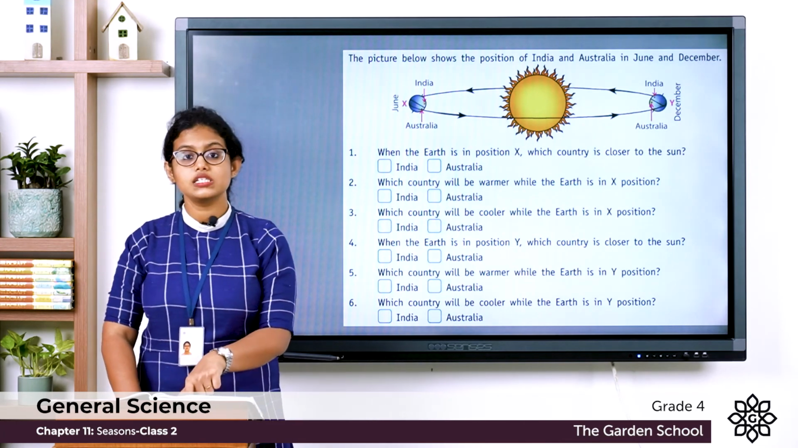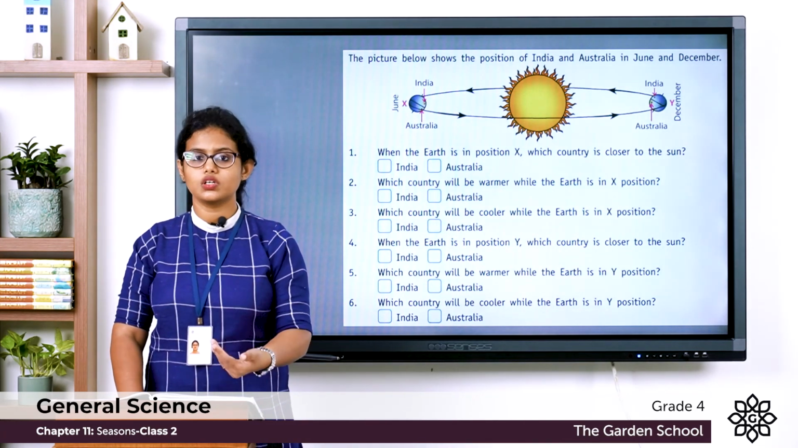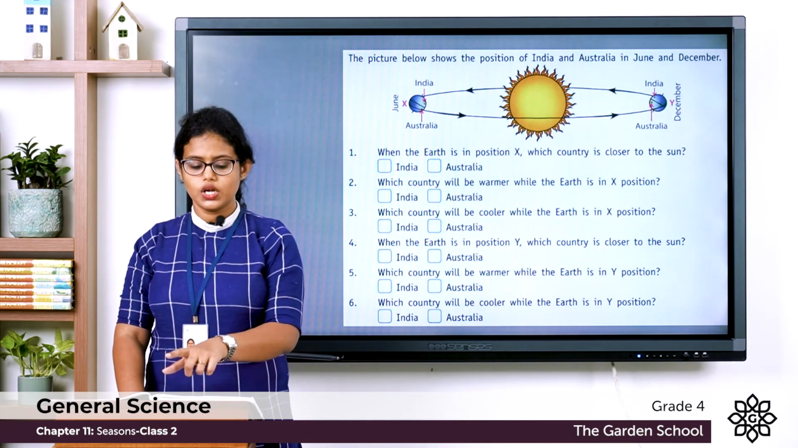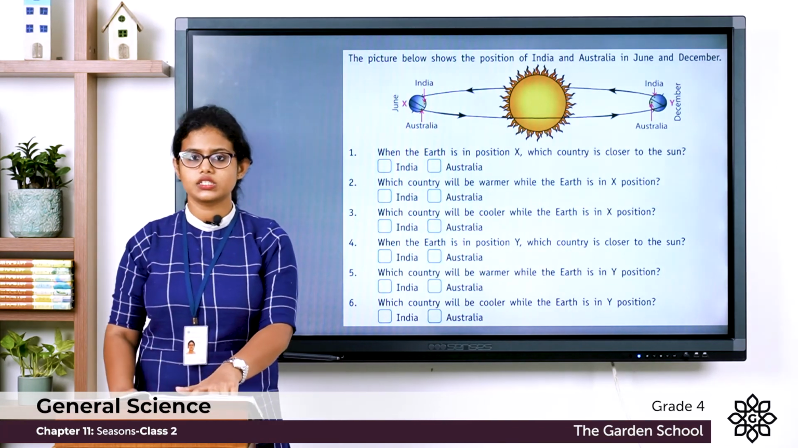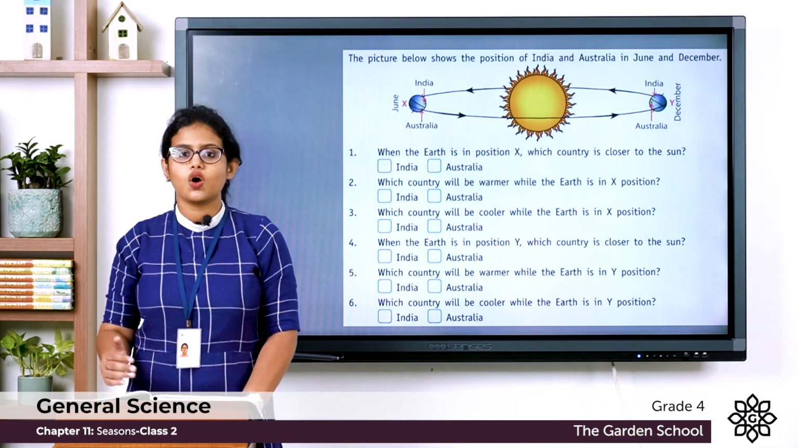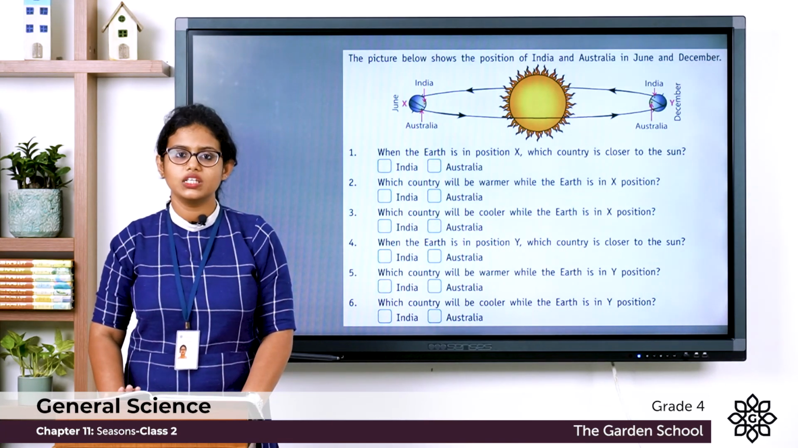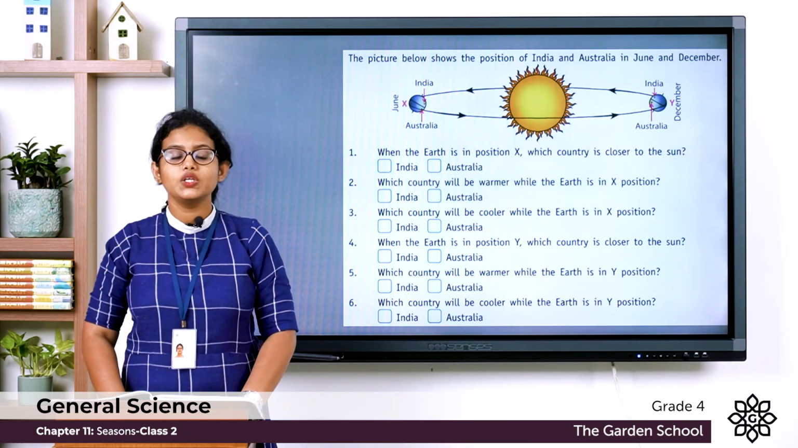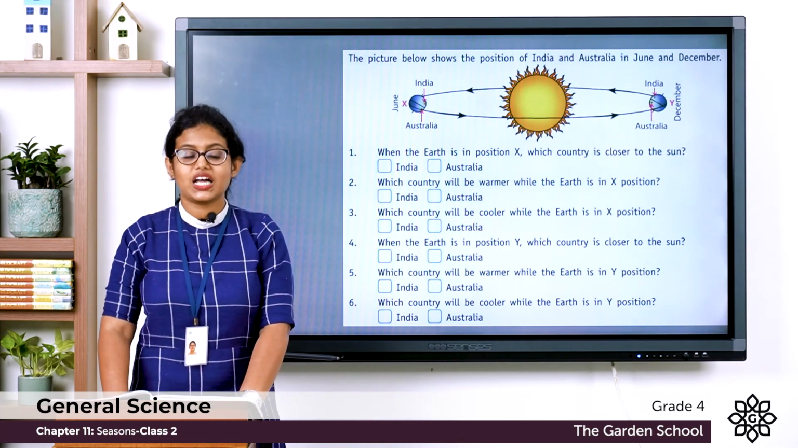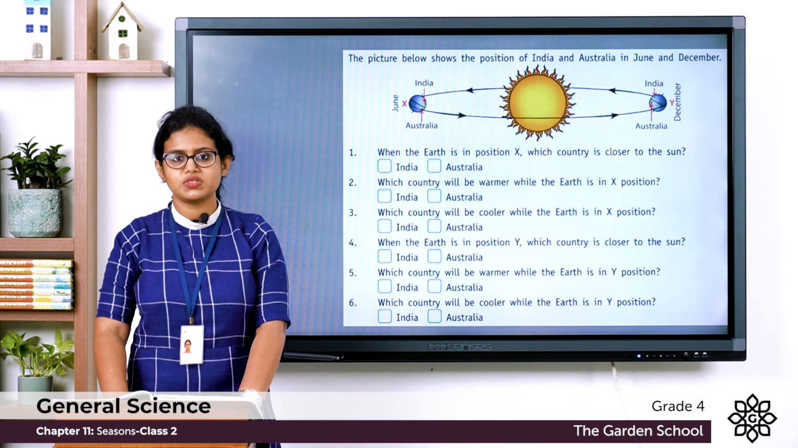Then why do seasons happen? Why do seasons occur? Seasons occur due to Earth's tilt on its axis. The Earth is slightly tilted on its axis, then because of the revolution of the Earth. So that is all about the chapter, Why do we have seasons? So I hope you all are clear with the chapter.